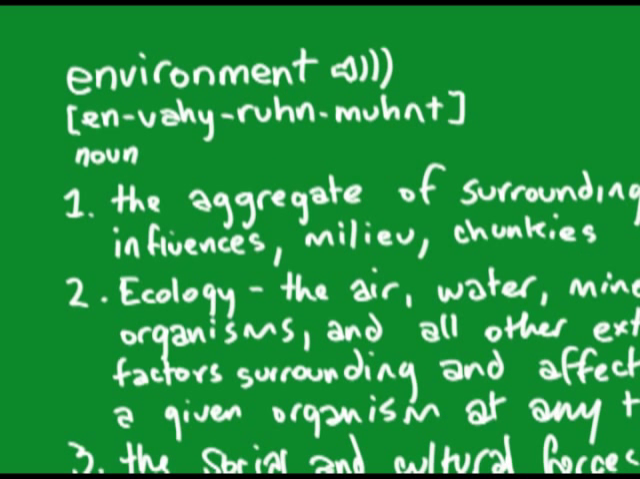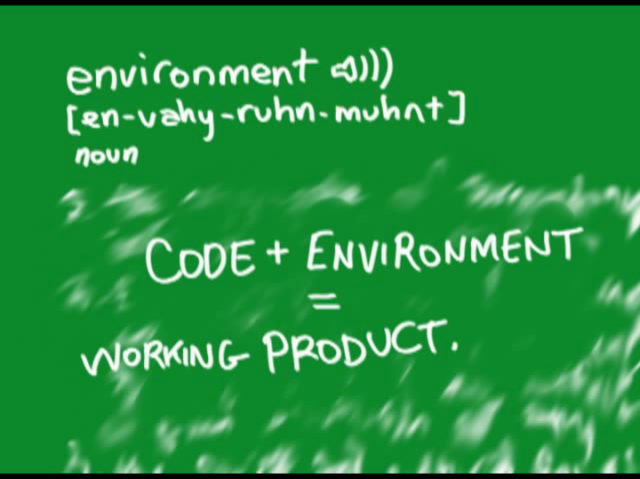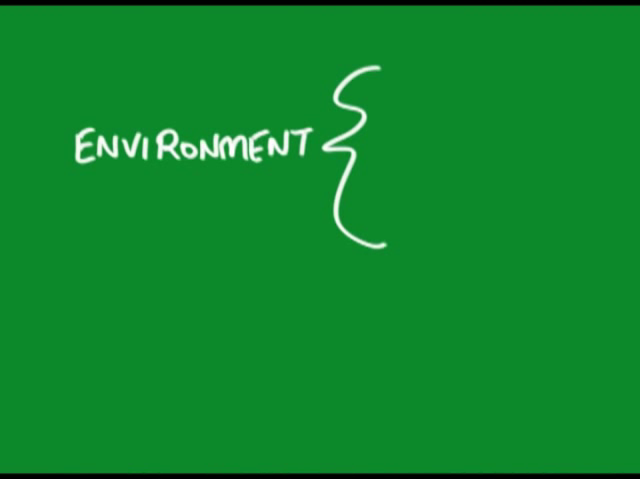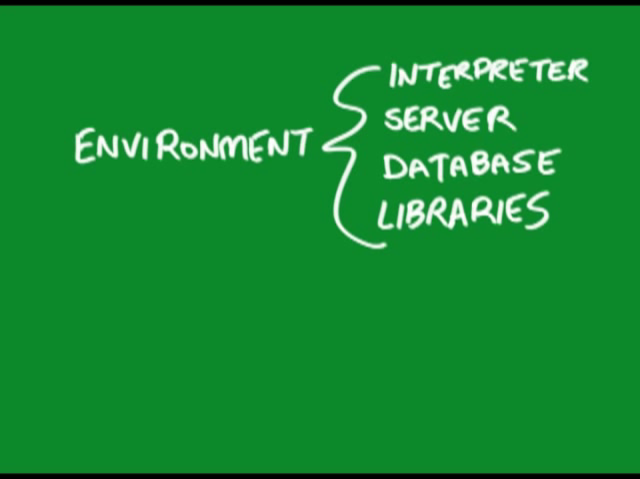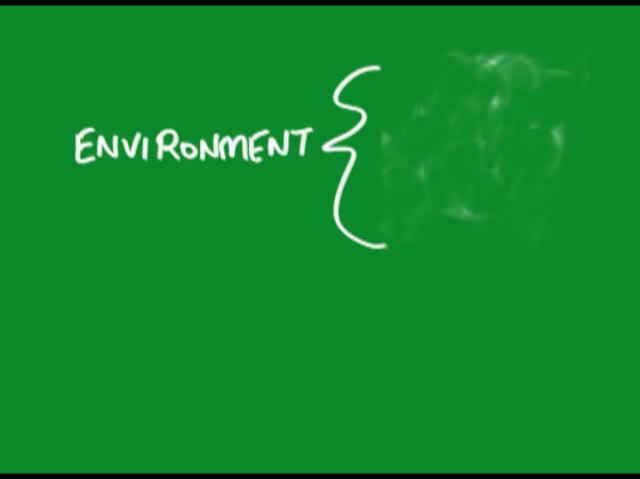So for the sake of this presentation, we're going to define your application's environment as the list of things that you need, aside from your code, to make a working product. In the case of a standard web application, your environment is composed of language, server, database, and libraries. But for a simpler app, your environment might just be a compiler.